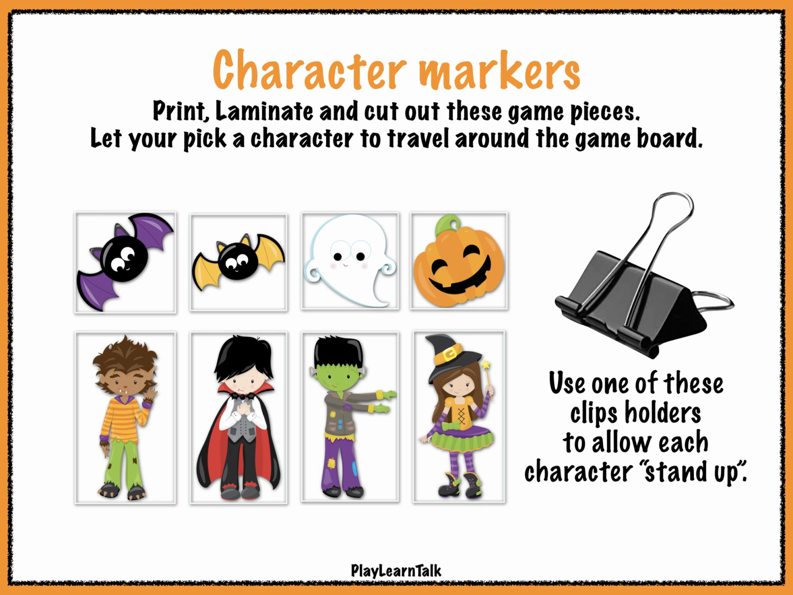So you have a purple bat, a yellow bat, a ghost, a pumpkin, a werewolf, a vampire, a Frankenstein, and a little witch. And my favorite is probably the Frankenstein. I'll be interested to see what you guys like. So the clip holder right here, I have a ton of these in my office, and I'm sure you have some too. And I just discovered this year that you can use them as little game board character holders, so you can actually pop the picture in here and then pull open the tongs and then move your character around the board. So kind of cool. So use that.